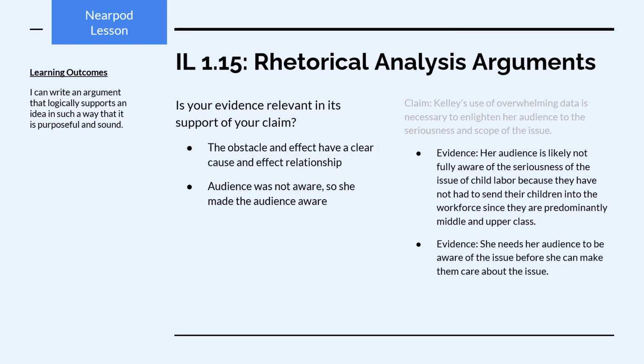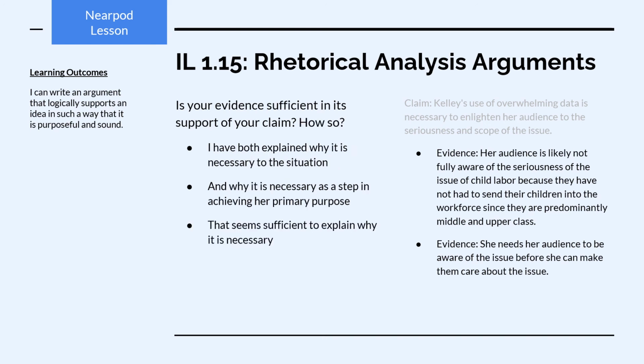Is my evidence relevant in its support of my claim? Well, the obstacle and the effects that I explained have a clear cause and effect relationship. Because the audience was not aware, therefore she makes the audience aware. That sort of cause and effect makes this definitely relevant in its support. Lastly, is my evidence sufficient in its support of my claim? Well, I've explained both why it is necessary to the situation and why it's necessary to the primary purpose. That seems sufficient to explain why it's necessary that the writer does this.